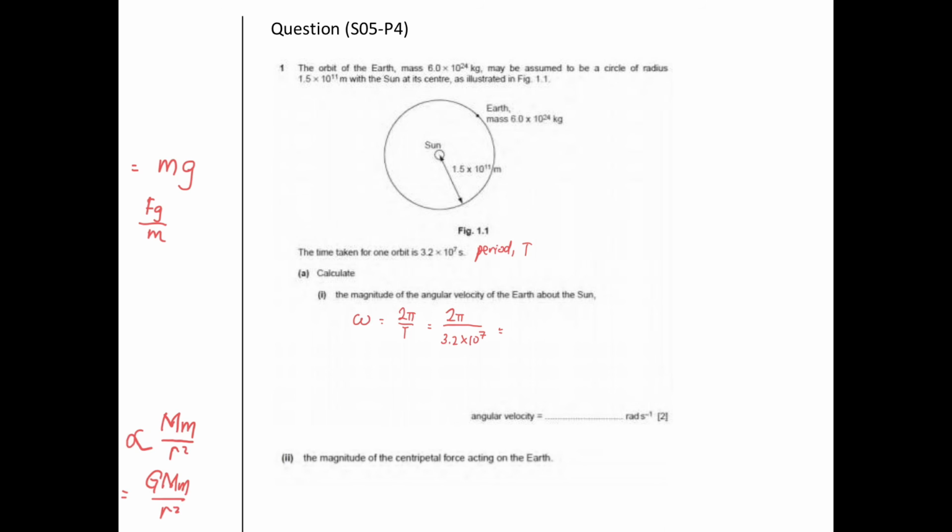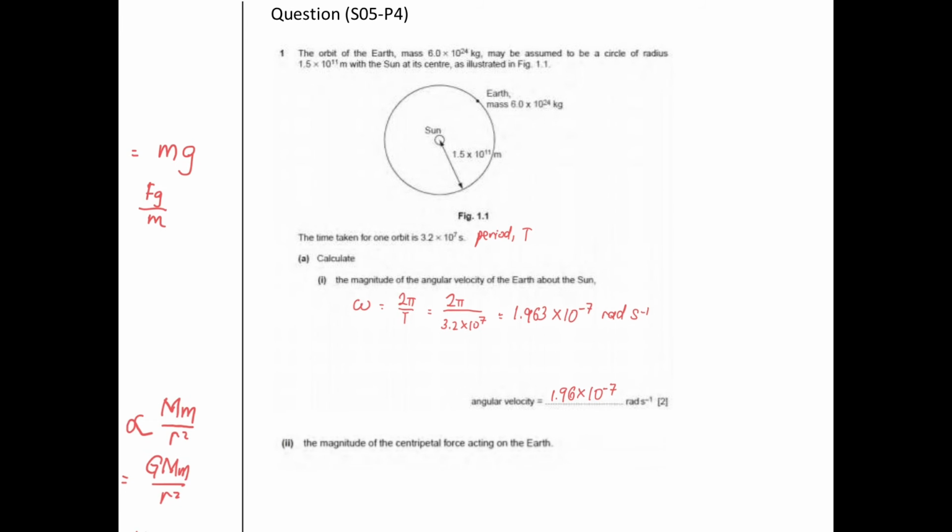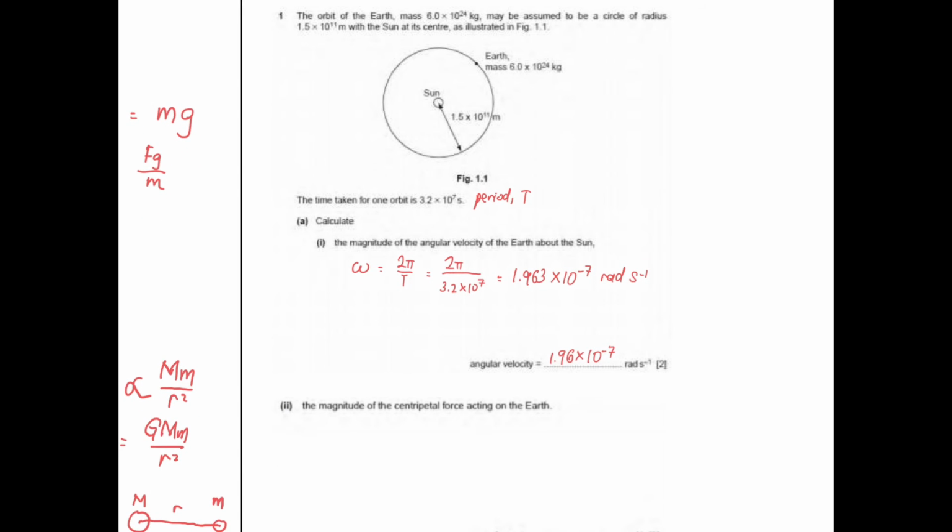So we will get this value as 1.963 times 10 to the power of negative 7 radian per second. So we round off. That is the angular velocity.